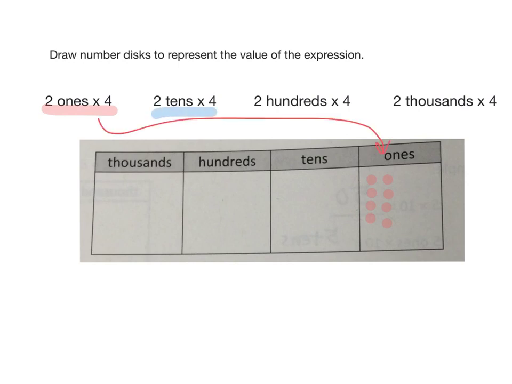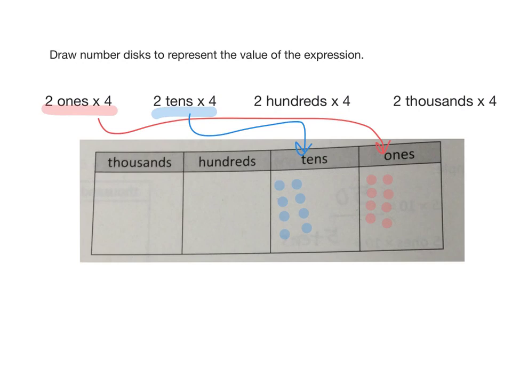Okay, our next numerical expression is 2 tens times 4. How would I show 2 tens times 4? Well, let me start with 2 tens. And then I need to make 4 copies of it. There's 1 copy, 2, 3 copies, and 4 copies. So you can write right next to it 2 tens times 4 so that you show that that part shows 2 tens times 4.